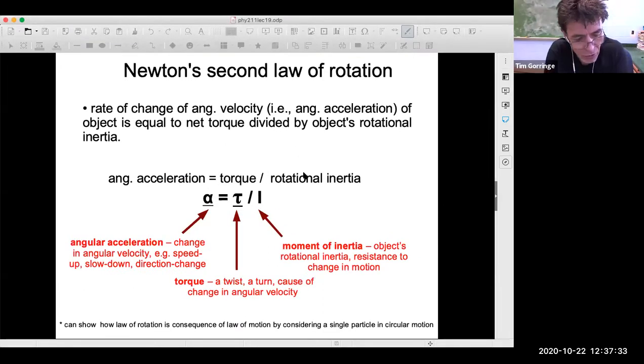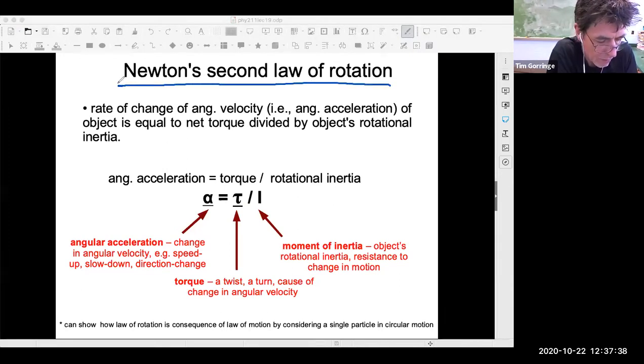Well, here's Newton's second law of rotation. And it's really an analogous law of rotation to that one for motion, translational motion. It talks, rather than about the acceleration of the rigid body, about the angular acceleration of the rigid body about some axis. It talks, rather than about the net force on the rigid body, about the net torque that's acting on the rigid body.